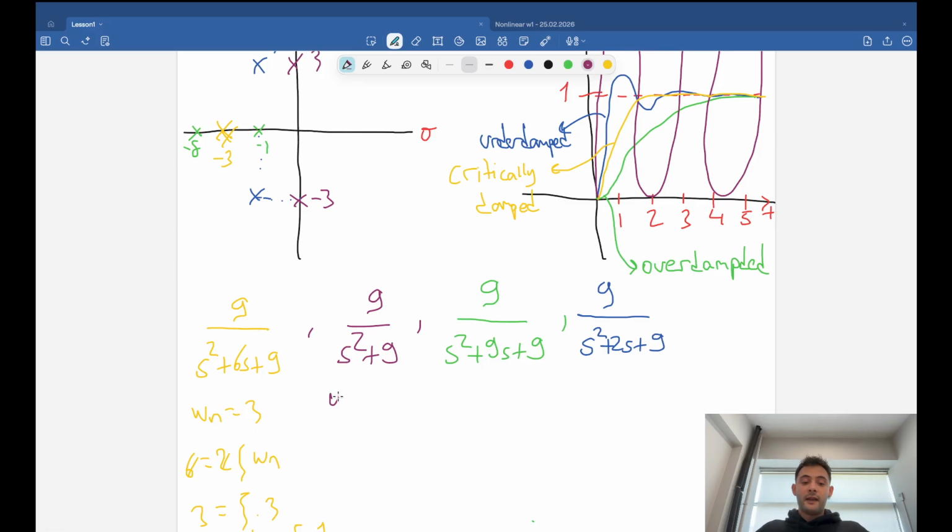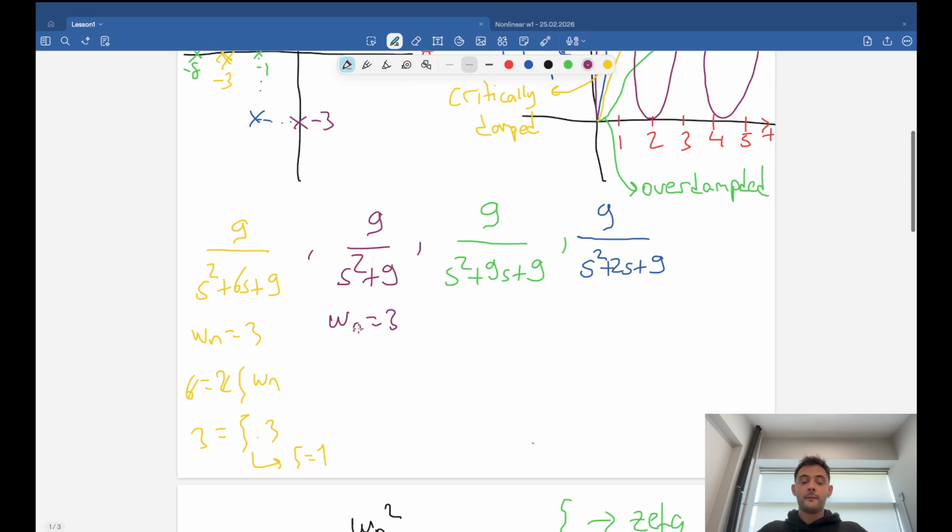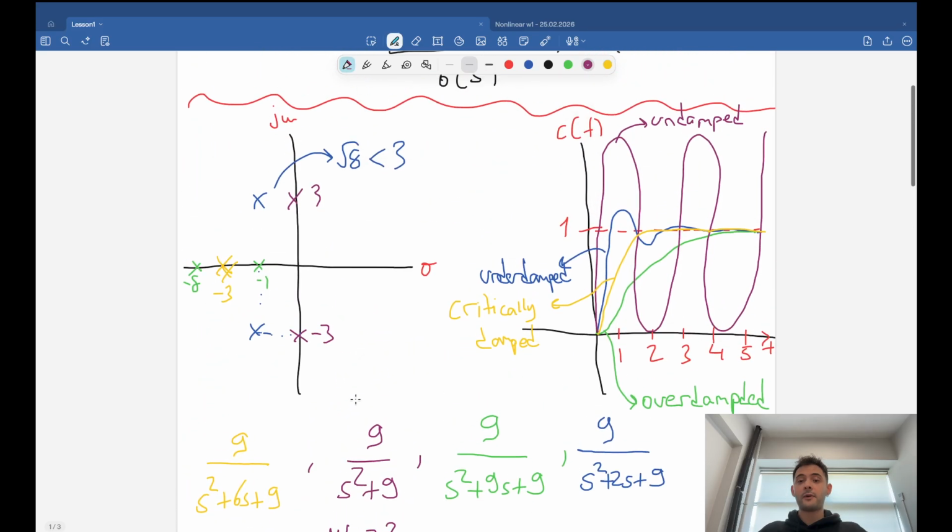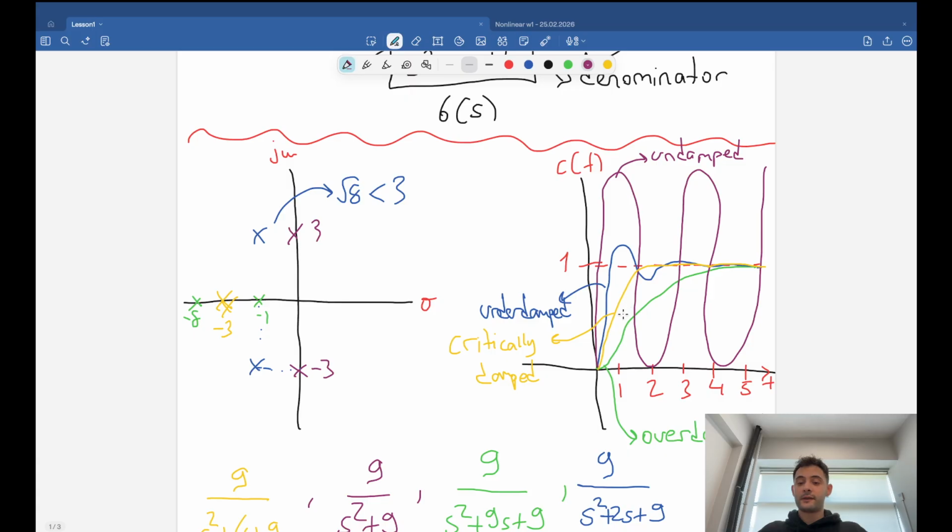Here, again, we have omega n as 3, since there is 9. The square of 3 is 9. But be careful, there is no s component, so there is no contribution of s into this denominator. So I can say that part is going to be 0, which is 2 times zeta times omega n, which was 3. In order to have 0, my zeta should be 0, right? And you see guys, if we have zeta as 0, we will have an undamped response. The response is not damped and is doing oscillation like this.